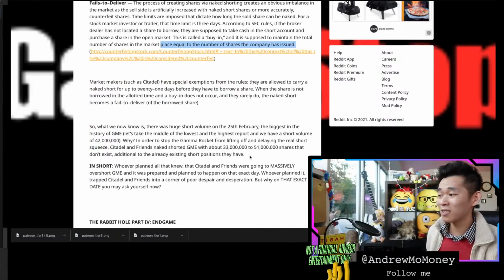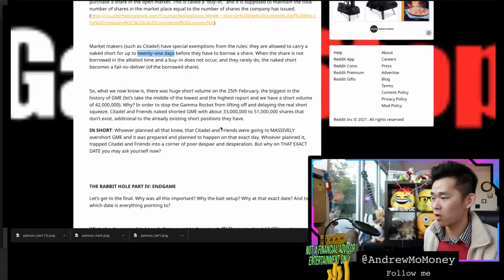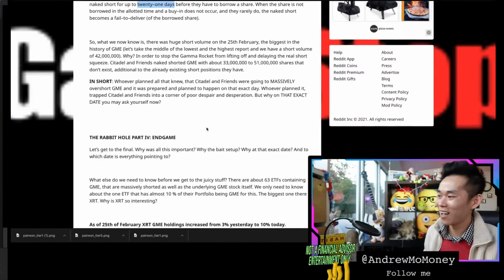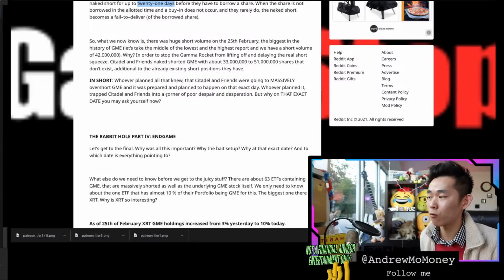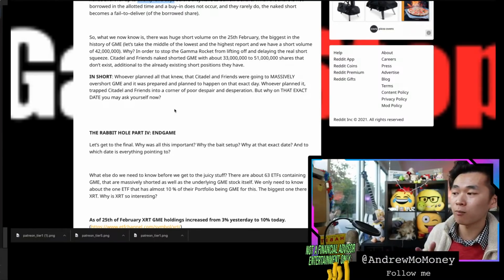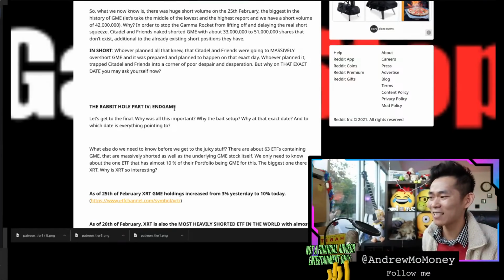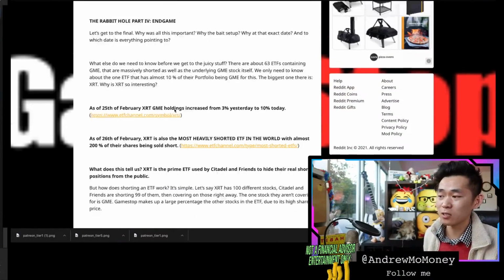All right, but Citadel, like special market makers, have exemptions. They're able to carry the short for 21 days instead of just 3 before they have to borrow a share. So, in short, whoever planned all that knew that Citadel and friends were going to massively overshort GME, and it was prepared and planned to happen on the same day. Whoever planned it trapped Citadel and friends into a corner of despair and desperation, but why on that exact date? So, now we're getting to the end game.